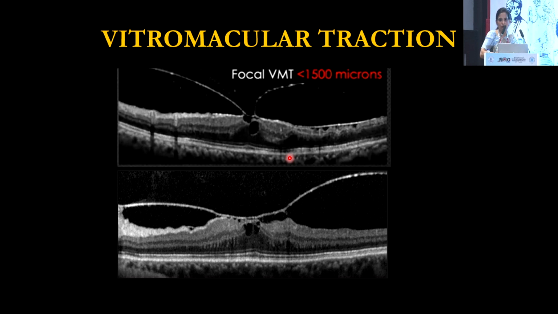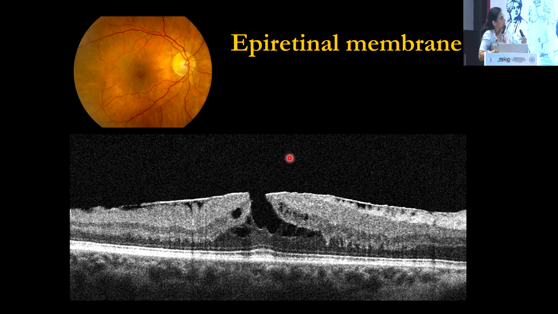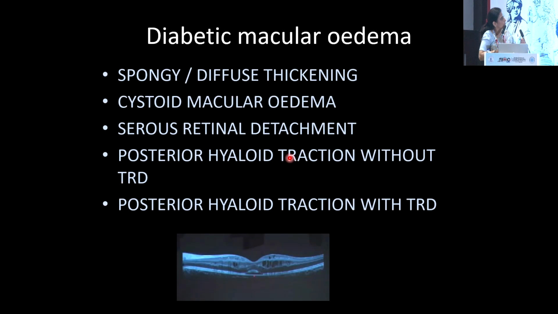So for any cataract patient, it's always well worth doing an OCT, and many times you'll be picking up epiretinal membranes and vitreomacular traction, so that you can tell the patient beforehand that you may not get very good vision, or you may not get optimum vision, since you have this condition. Again, epiretinal membranes, through a cataract, this kind of a fundus image may look absolutely normal, but when you do an OCT, this is what you see. Diabetic macular edema has different types described.